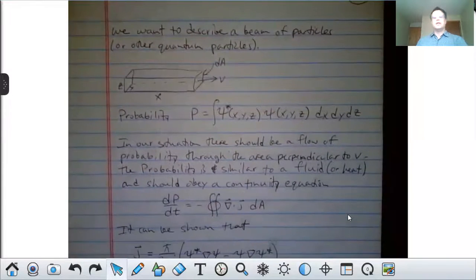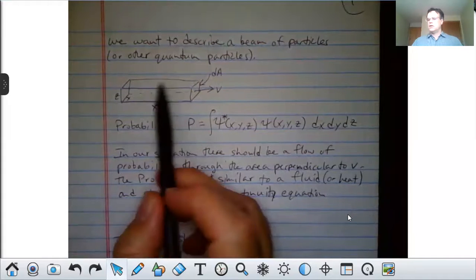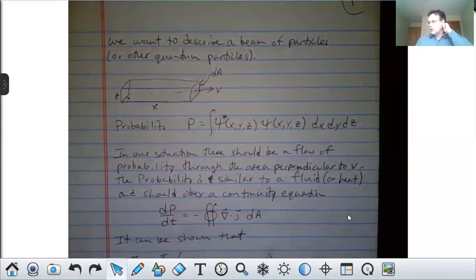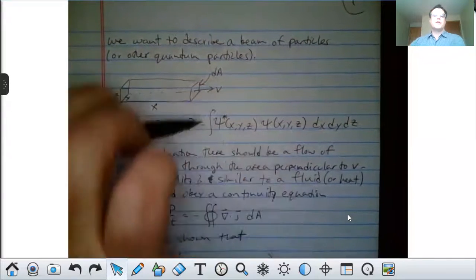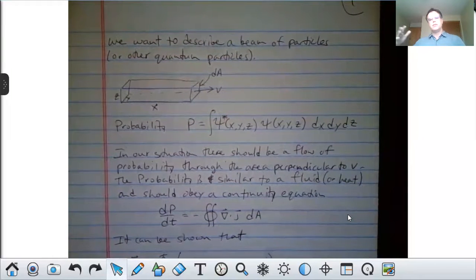So one thing that happens is that it turns out the probability can be treated kind of like a fluid, and it can flow out of the volume or into the volume. In our case, there should be a flow of probability to the right along the x-axis, showing that that's the way the particles are moving.